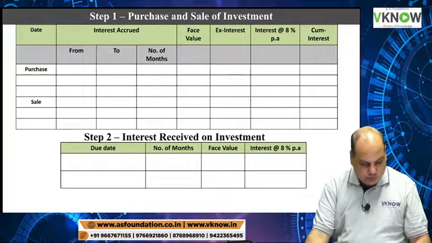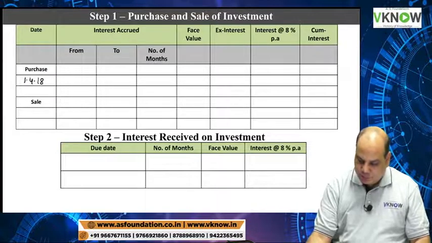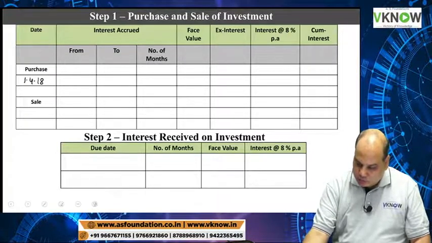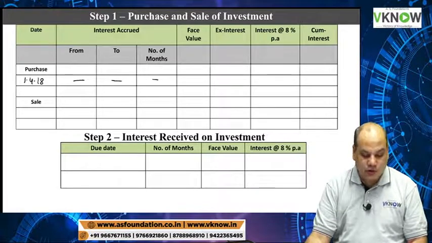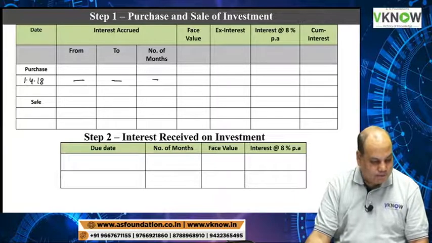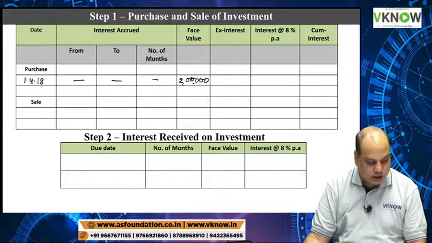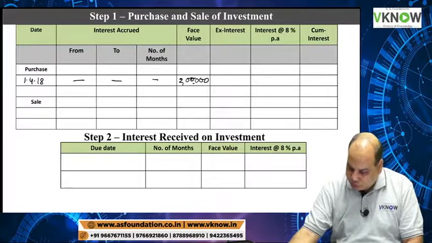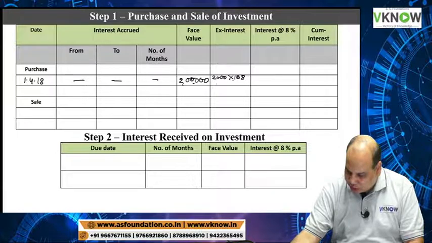So write down first purchase 1/4/18. Interest will not accrue because interest payment date is 31st March. Face value is 2 lakh. It was purchased for 108 rupees. So you will write here 2000 into 108, 2,16,000.